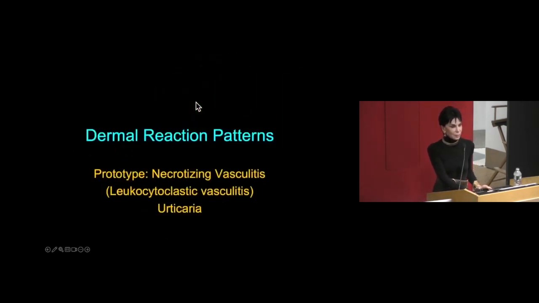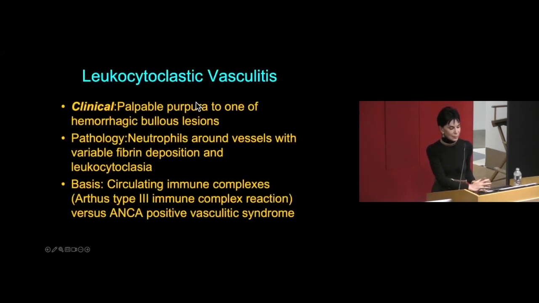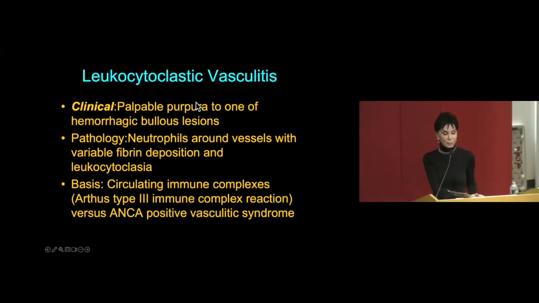So now we'll move on to the dermal reaction patterns, and we'll consider only two. A leukocytoclastic vasculitis is the prototypic Arthus type 3 immune complex reaction, and urticaria. So leukocytoclastic vasculitis will present clinically as palpable purpura. Some patients will have broad hemorrhagic bullous lesions. And so what does one see pathologically?